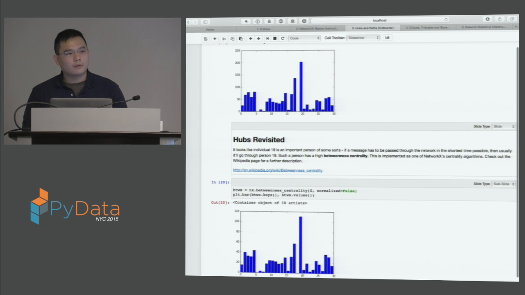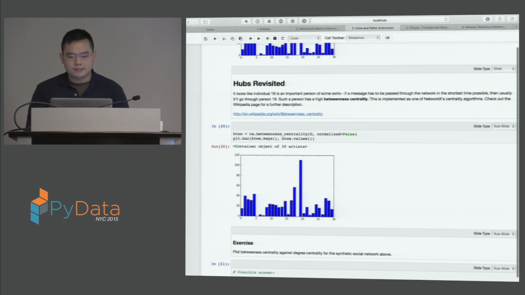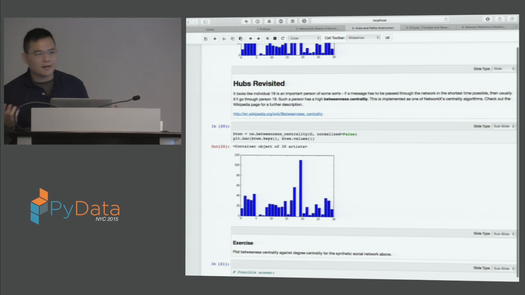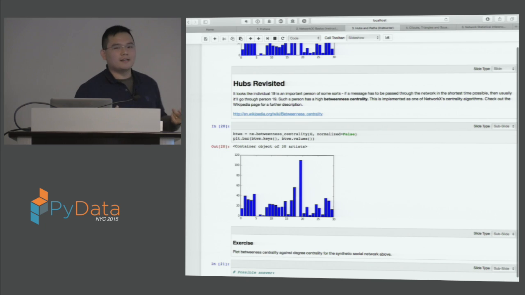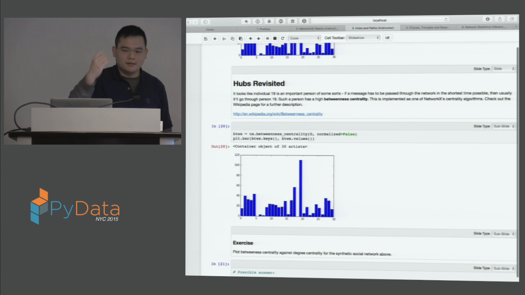So what I want to do is skip right down to the bottom and take a look at this notion of hubs being revisited. All right, what is a hub? A hub is not necessarily something that's connected to everybody. A hub can also be something through which messages have to pass. It could be a bottleneck, right? A bottleneck, in some sense, is also a hub.